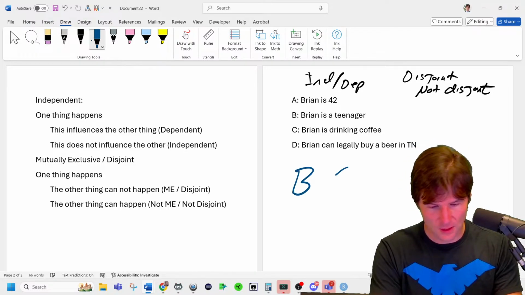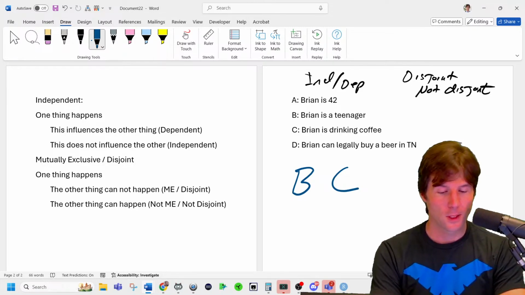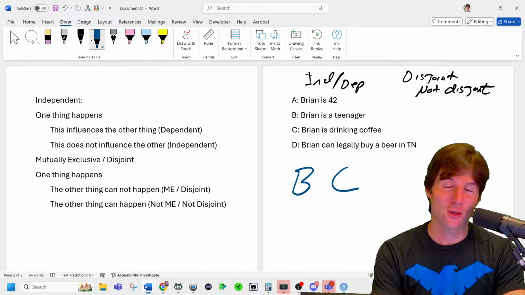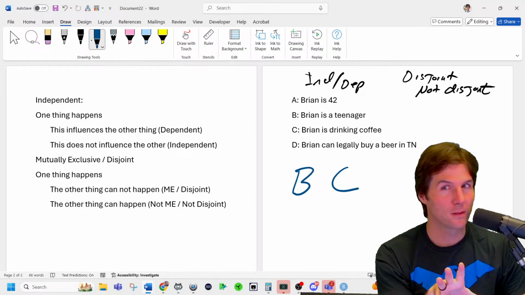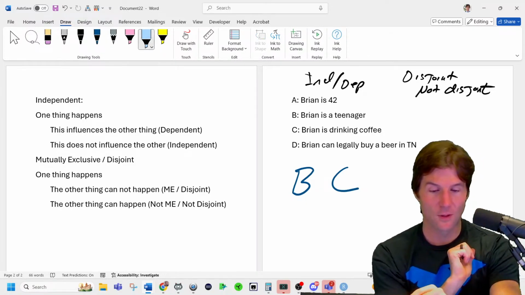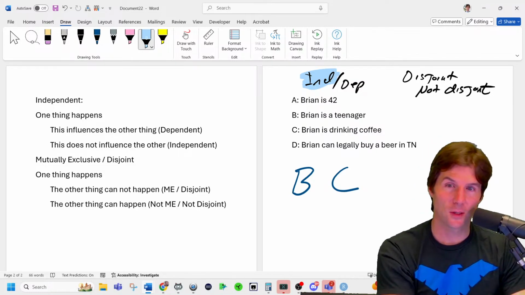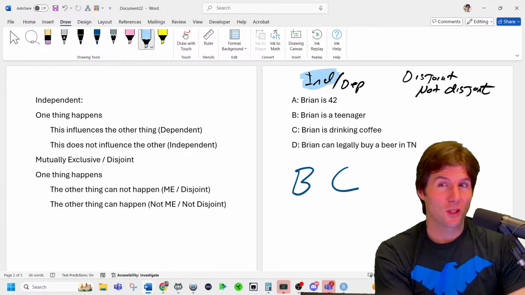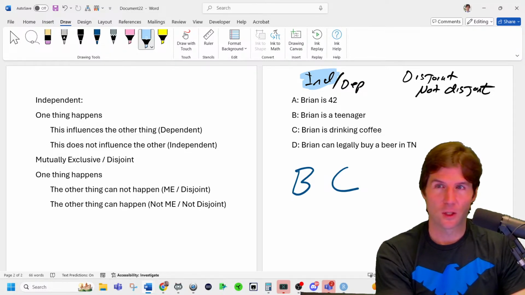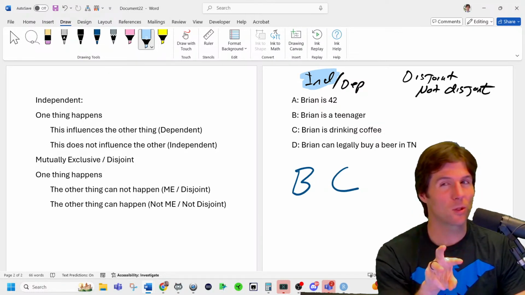B and C. You know this dude, Brian, is a teenager. Is he drinking coffee? Don't go too esoteric on this. Rob's going where I'm going. I'd go independent. Because knowing Brian is a teenager, which I was drinking coffee as a teenager, put a lot more sugar in it. So knowing Brian is a teenager would not really tell you anything about whether or not he's drinking coffee. Unless you go like, well, teenagers drink coffee less or more. Wait a minute. No, we won't go too extreme on it.